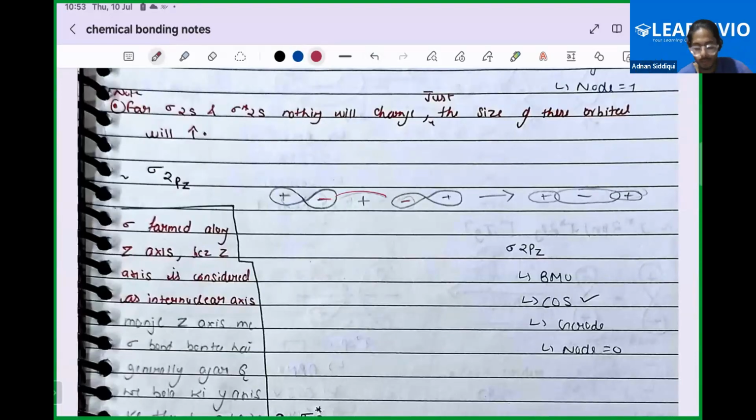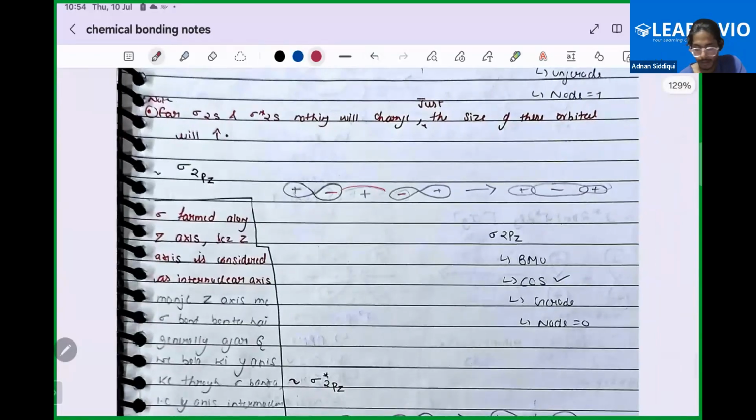Again, the pi bond is face to face, while this is head to head. A pi bond is sideways basically, like this. That's what face to face is. Is this clear?